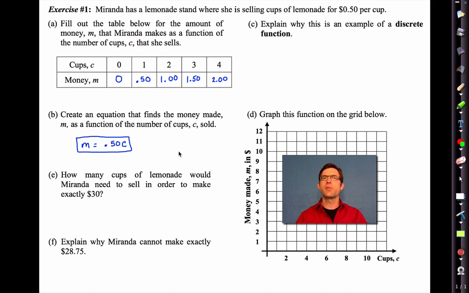Letter C says, explain why this is an example of a discrete function. All right, and here's the key. It's discrete because, and it's all about the x values, she doesn't sell anything but whole cups.